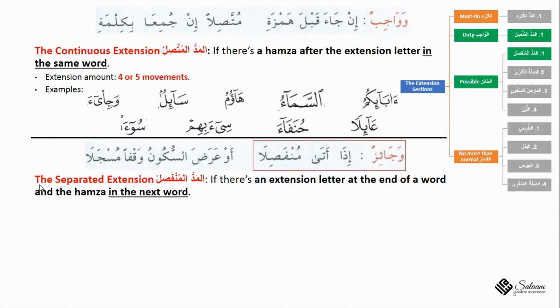And then we continue in the separated extension. So what's the difference between the continuous and the separated? They both have the extension letter. They both have hamza, but in one of them, the hamza and the extension letter are in the same word, and in the second one, the hamza and the extension letter are in separate words.